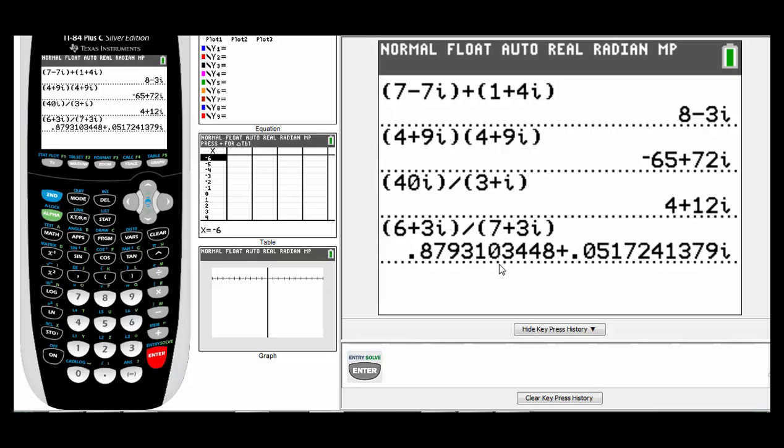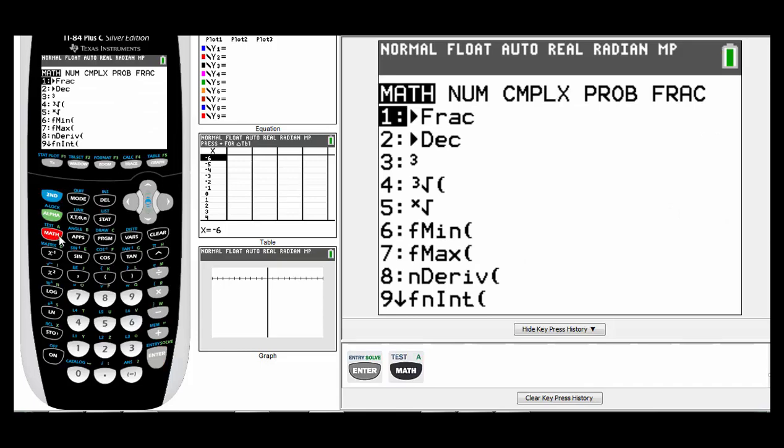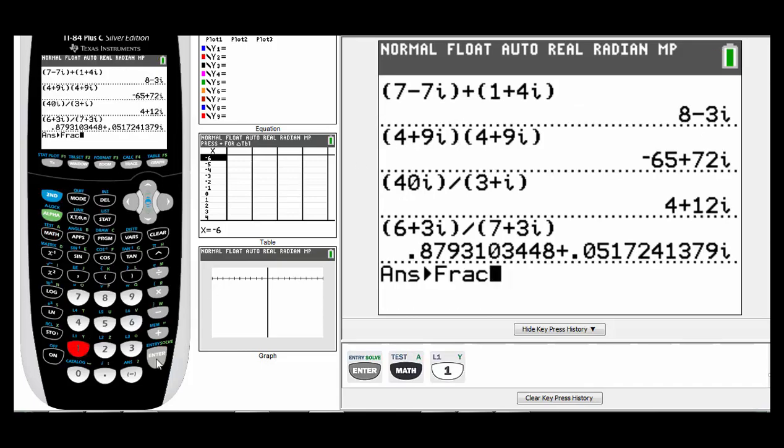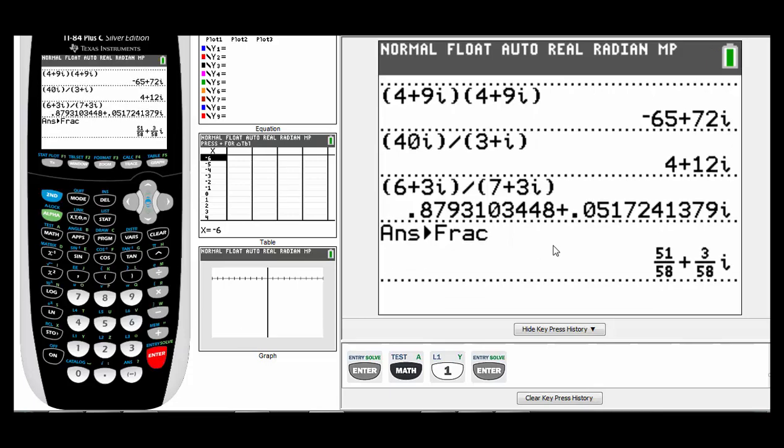Okay, so this does not look anything like my answer. I had like 51 over 58 plus 3 over 58, and that doesn't look like that. It's in decimal form, so let's cross our fingers and hope that math frac will work. So over here, math, choose 1 or enter for frac. Enter to execute. Here we are. Here's our complex form. 51 over 58 plus 3 over 58i. So that is the correct answer.